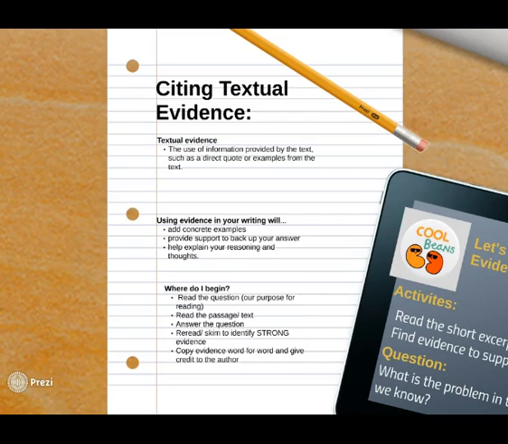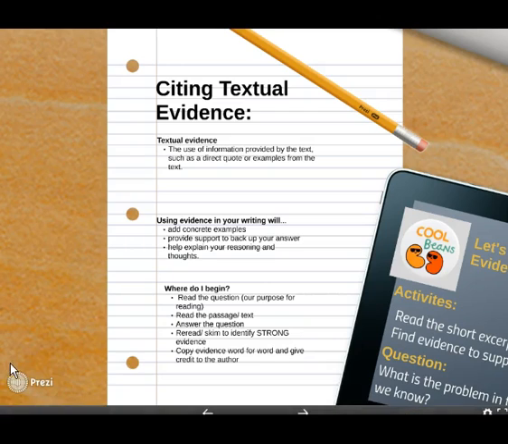Now most of you must be wondering, but Miss M, where do I begin? Like, how do I figure out what to write down? So of course you need to read the question or identify our purpose for reading before we start reading. Then you should obviously read the passage. We're going to answer a question, reread or skim to identify strong evidence. And then finally, we're going to learn to copy evidence word for word and give credit to the author.